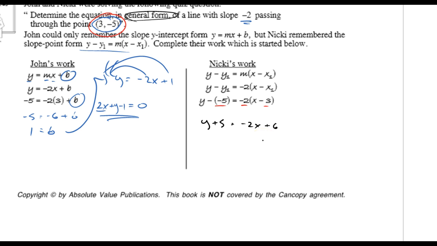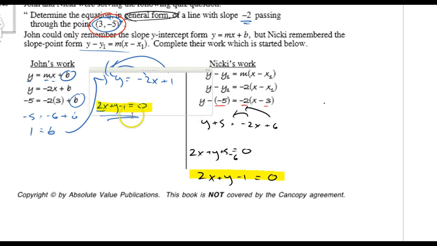Distribute that. And then I'm going to move everything over, because I need to get 0 on this side. So it's going to be 2x plus y plus 5 minus 6. I'm running out of space here. And then finally 2x plus y minus 1 equals 0. Well, the good thing is that I know I'm correct, because unless I'm wrong twice, but I'm pretty sure I got this one correct because my equations match up.